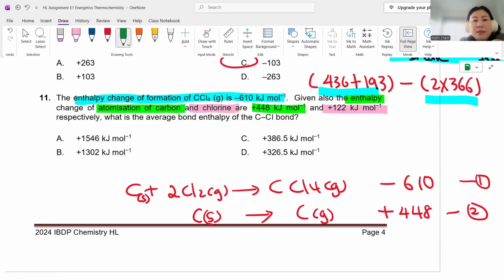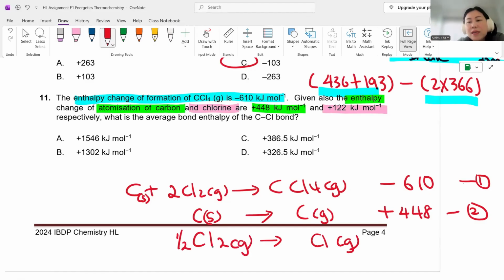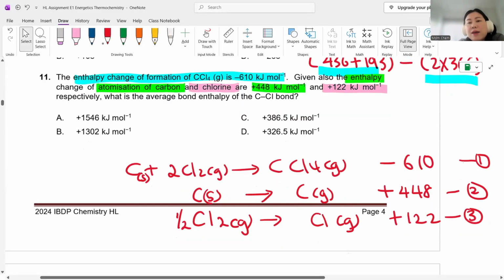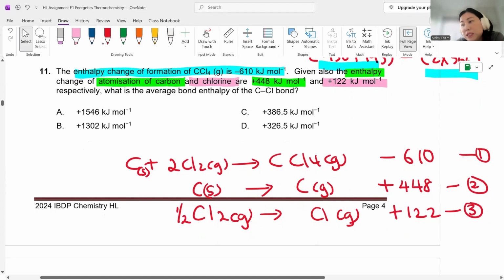Equation 3 is the one in pink. Atomization of chlorine is from a molecule into atoms, forming 1 mole of atoms. 1 mole, 1 mole. So I can't write this, people. I have to have 1 mole, and therefore this has to be half. So half Cl2 gas gives me Cl gas. It is plus 122. That's atomization, equation 3. And then they say find the average bond energy, C-Cl.